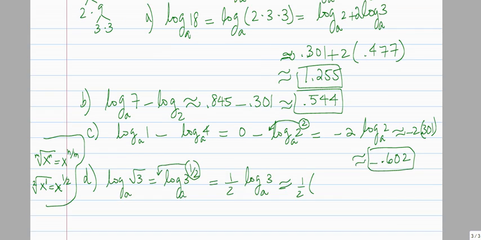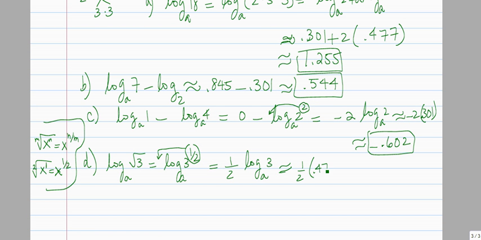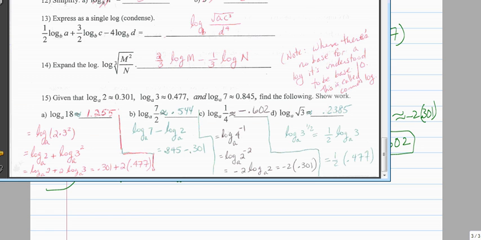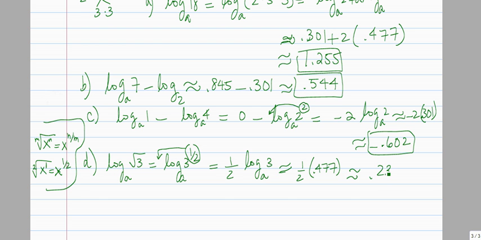Which is approximately 1/2 times, log base a of 3 was given to us to be 0.477, which is approximately 0.2385. And that's the whole review.